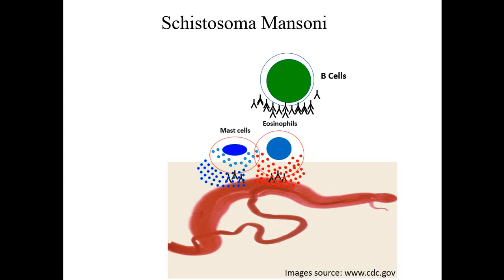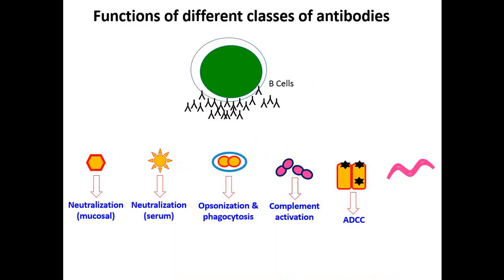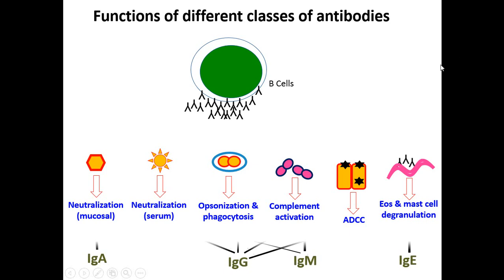What is a specialized form which works against worms? So that's another mechanism by which antibodies work. So we have multiple different mechanisms: neutralization, opsonization, complement activation, and ADCC, as well as degranulating, emptying the granules of eosinophils and mast cells. And different classes of antibodies that we have talked about are related to these different types of functions. So each of these classes does one or some of these functions better.